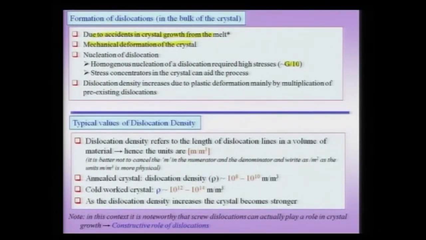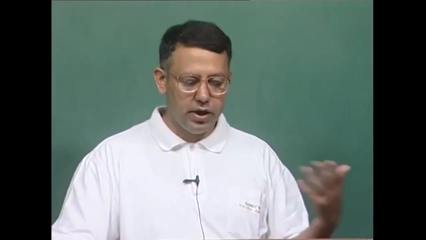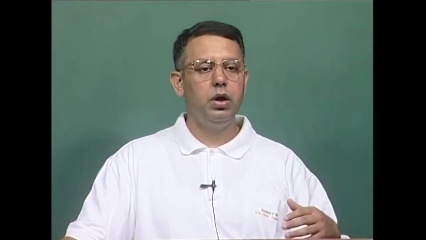The important point to note is that dislocation density increases during plastic deformation, mainly due to the multiplication of pre-existing dislocations. In other words, overall the number of dislocations, or the dislocation density, is increasing. We will also see some of the mechanisms by which such an increase in dislocation density is possible in a crystal. So a dislocation can come from some of the sources mentioned here.